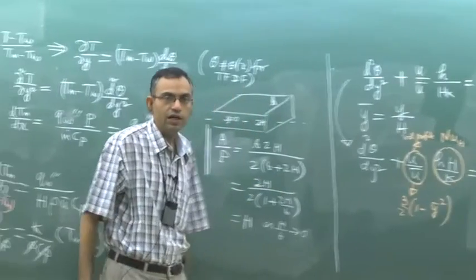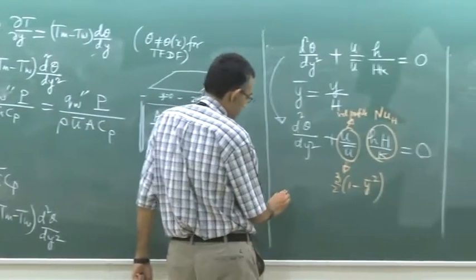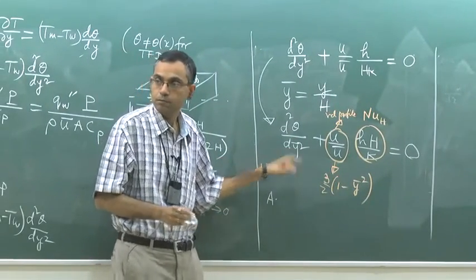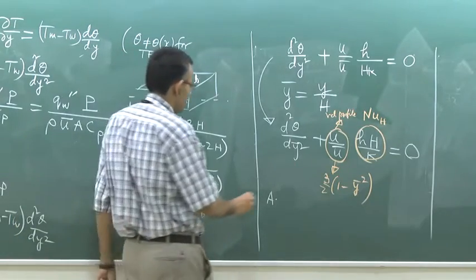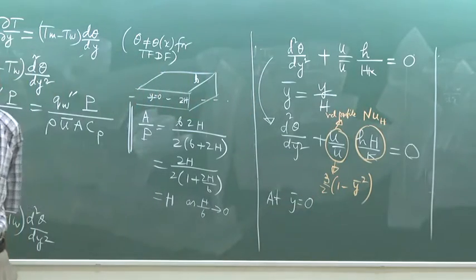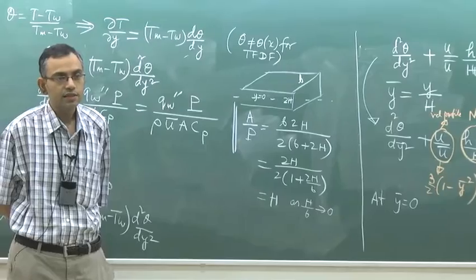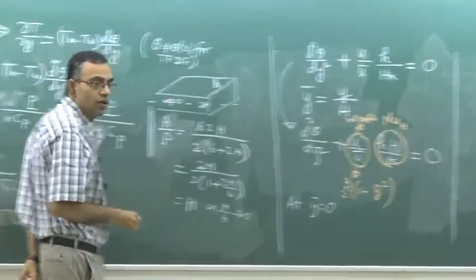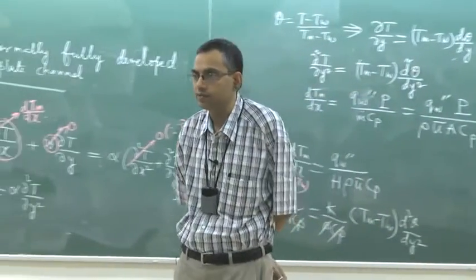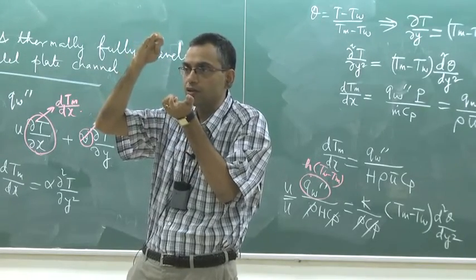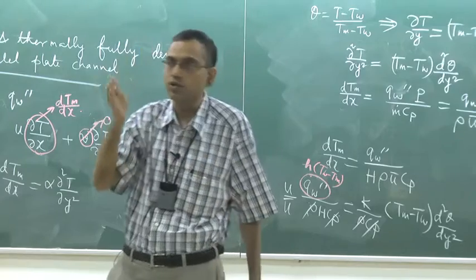So now what are the boundary conditions? This is y bar, this is non-dimensional y. At y bar equal to 0, what is the boundary condition? y bar equal to 0 is the center line. What is the boundary condition for theta at the center line? Top wall and bottom wall are having symmetric boundary condition. So d theta dy equal to 0 at y equal to 0, it is the center line symmetry.